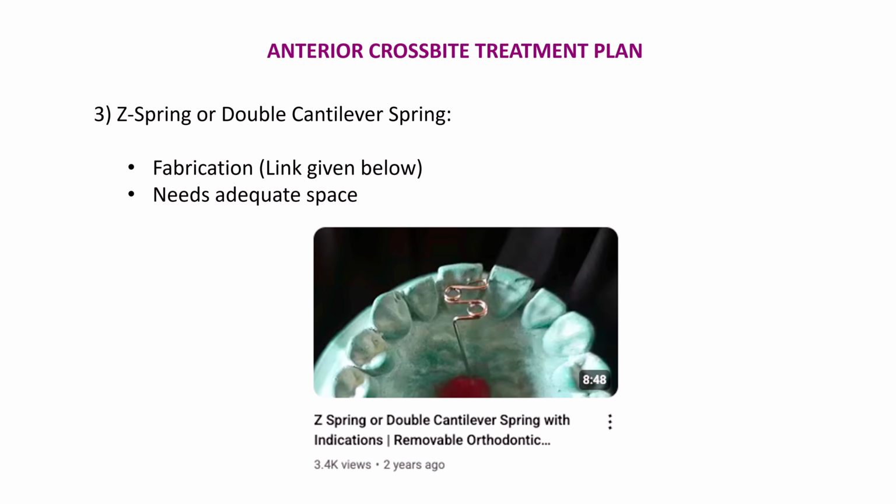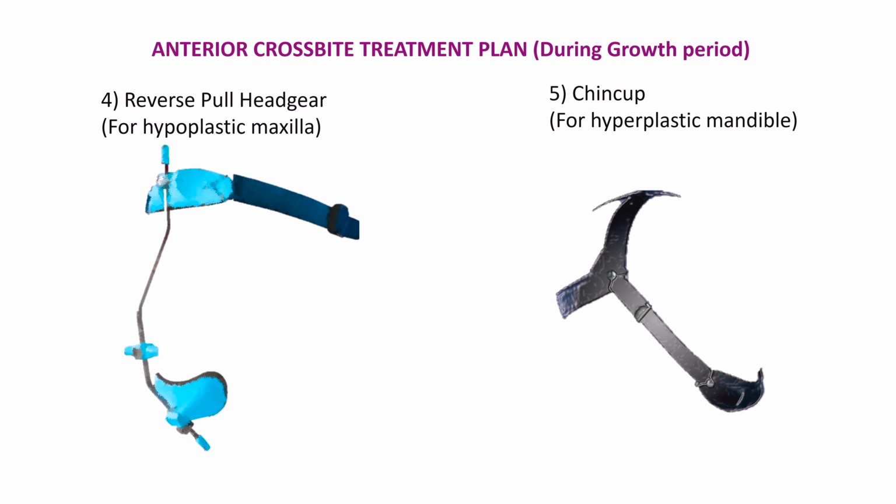Z spring is also known as double cantilever spring. It needs adequate space for forward tooth movement in anterior teeth. The fabrication of Z spring is given in description. Patient during growth period: reverse headgear is used for hypoplastic maxilla, and for hyperplastic mandible we can use chin cup.